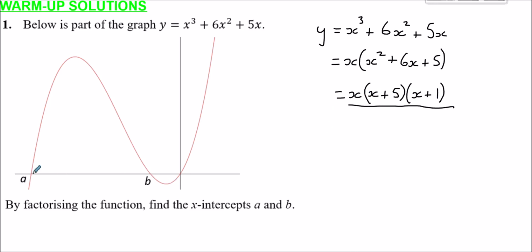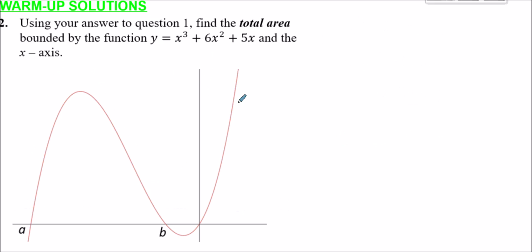So minus 5 is the leftmost one, so a must be minus 5, and b must be minus 1. So we worked out the intercepts fairly quickly. That's going to help us for warm-up example 2.